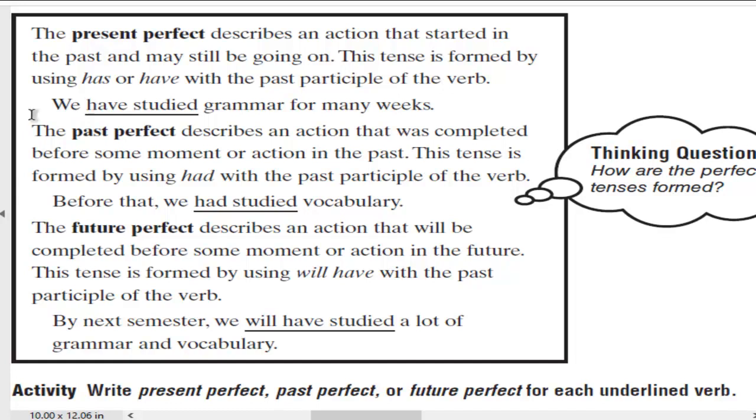Let's have an example to understand more. We have studied grammar for many weeks. So we have studied means that we started in the past, but the action is still going on. So that's why we are using present perfect. So just use have or has plus verb in the past participle.